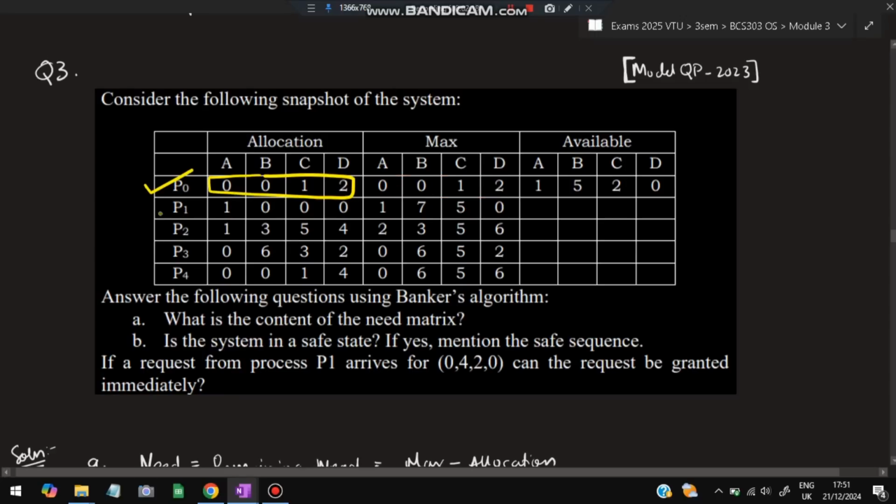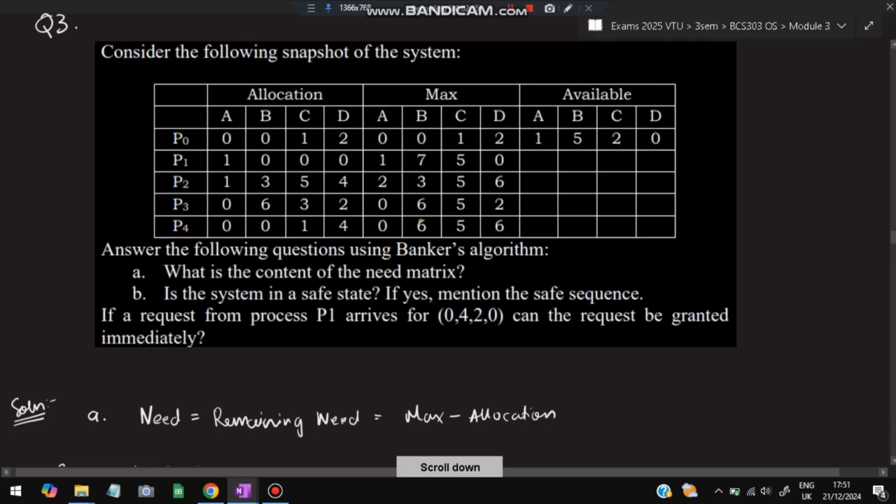Done. Second, P1. P1 has 1000, but if it wants to execute, it needs 1750. Can it execute? Does it have all this already allocated? No, it does not have it, so it cannot execute like that. So you understood what max is? Max means how many resources it requires in total so that it can execute. And available means how many are available so that we can allocate them, and after allocating we can check if it satisfies the max criteria or not. When we do this question, you'll understand.